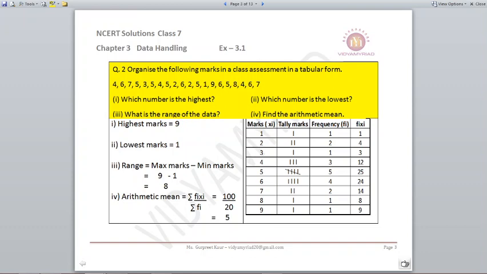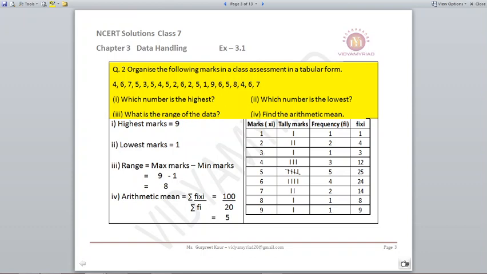How many is the total of frequency Fi? That should be the total number of marks. They are total 20. Let's talk about which is your highest number. If you look into the marks column, highest is 9, lowest is 1. Now they are asking what is the range of data. I told you range formula is maximum minus minimum. Maximum marks were 9, minimum marks are 1. So 9 minus 1 is 8.